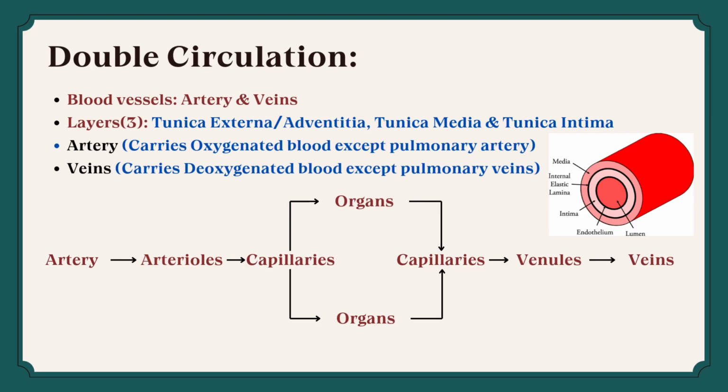Let's see the pathway of arteries and veins. The artery with oxygenated blood passes through the arterioles, then into capillaries, and the oxygenated blood reaches the organs. Then the vein capillaries collect the deoxygenated blood and carry it through the venules and finally it reaches the veins. The picture shows the layers of the blood vessels: the lumen, endothelium, the inner layer called tunica intima, the middle layer called tunica media, and the outermost layer called tunica externa.